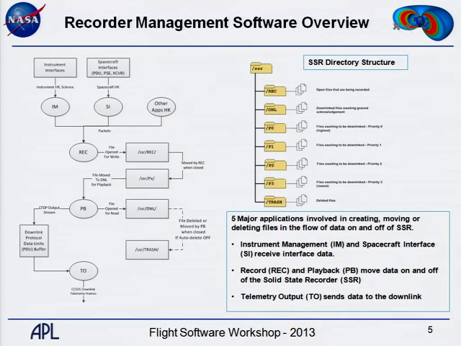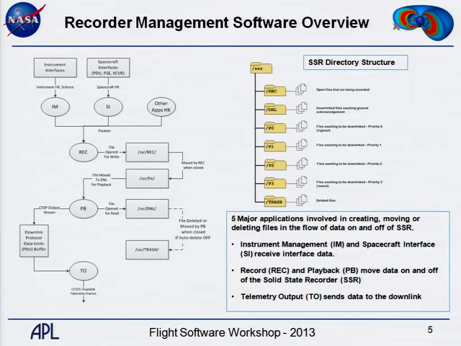This is an overview of our solid-state recorder and how we manage it. On the upper right, what you see is effectively a file system. It really is a DOS file system. That is the directory structure of our solid-state recorder. There is a record directory, which we call REC, and that's where files are recorded. Files are just put in this record directory, and when they're closed, they get moved to a priority directory for downlink. That priority directory is determined at the time the file's opened.